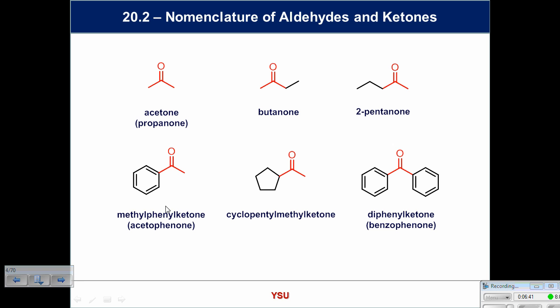Examples down here that you'll see a lot of. We have made this stuff by Friedel-Crafts acylation. We're now using this stuff in class and in recitation to be able to do synthesis. And you can see now methylphenyl ketone is one way of getting around this.